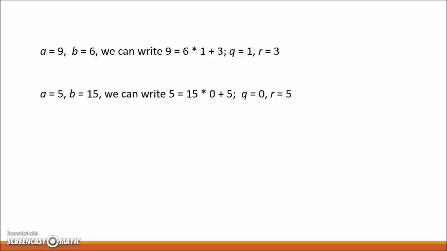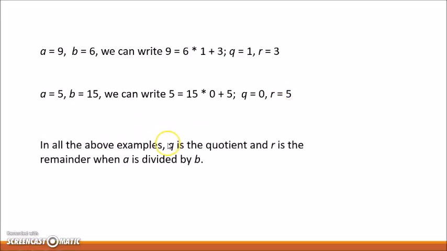A equals 9 and b equals 6. We can write 9 equals 6 multiplied by 1 plus 3. Q is equal to 1 and r is equal to 3. So a equals 5 and b is equal to 15. We can write it as 5 equals 15 multiplied by 0 plus 5. So q is equal to 0 and r is equal to 5.